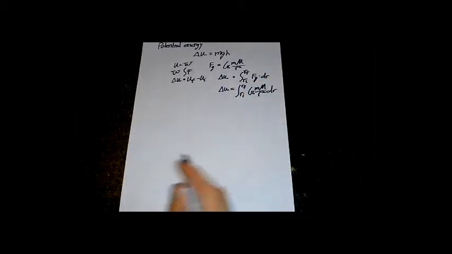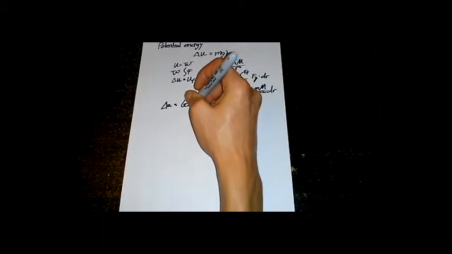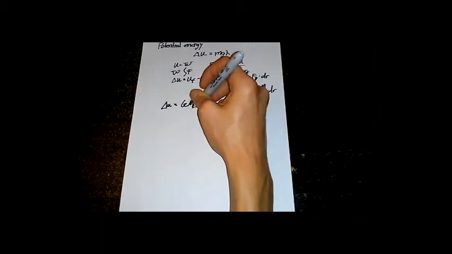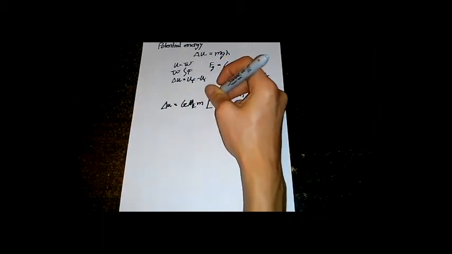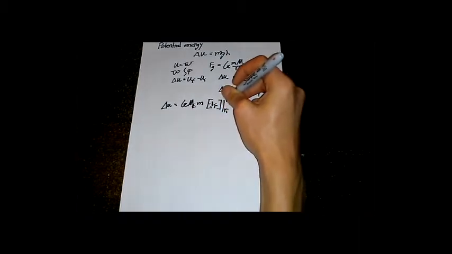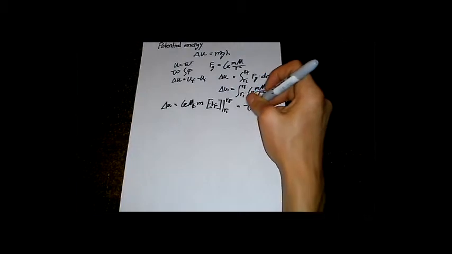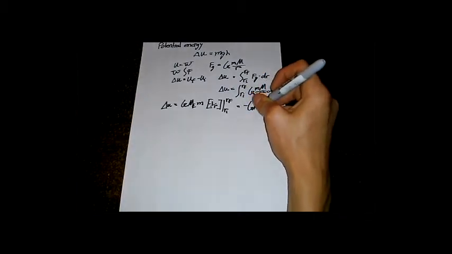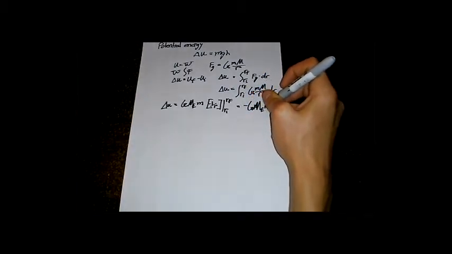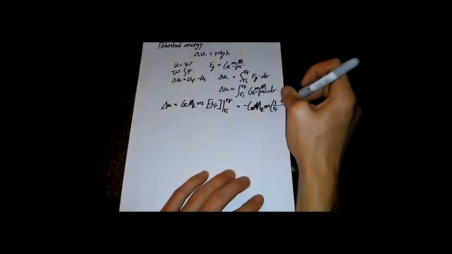So now let's go ahead and do the integral here. Delta U is equal to G m, and we'll go ahead and make this for the Earth, from r initial to r final. And I'll go ahead and plug in those. Negative G, big M, Earth M, times 1 over r final minus 1 over r initial.